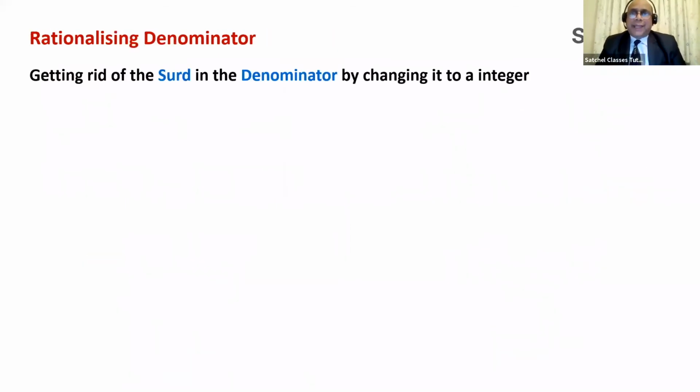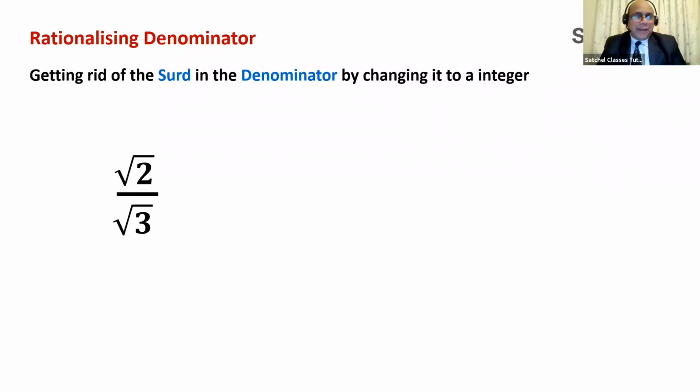And finally, before we end the session, let us understand this interesting calculation called rationalizing the denominator. Now, what is it to rationalize the denominator? When we rationalize the denominator, we get rid of the surd part in the denominator by changing it into an integer. Okay, let me repeat again. You get rid of the surd part, which is the root part in the denominator, by changing it into an integer, right? It looks complicated, but let's take an example.